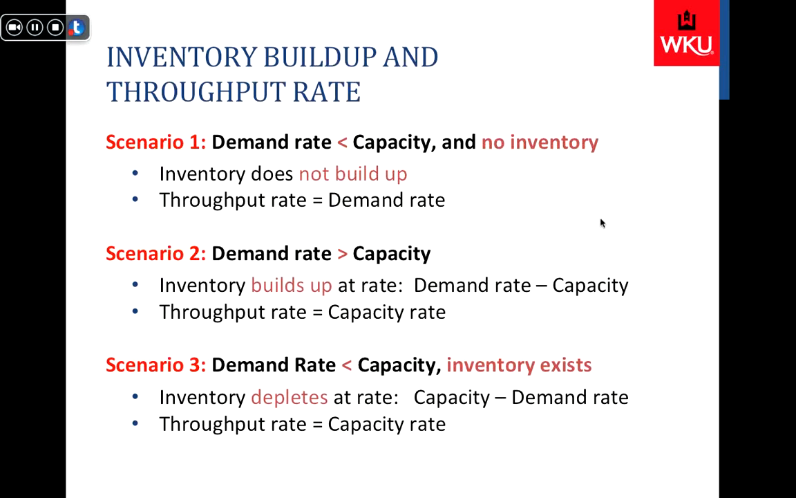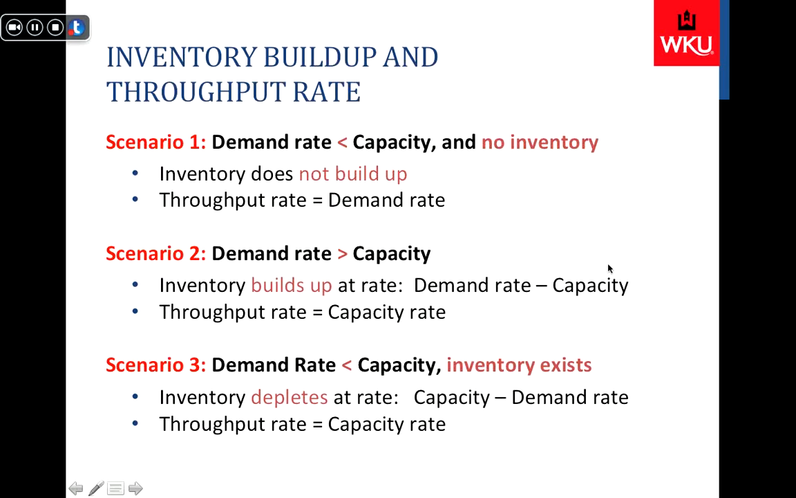The second scenario, the demand rate is greater than capacity. Inventory builds up at a rate of demand minus capacity, and the throughput rate is capacity because we cannot process more than the capacity. Even if we have more incoming customers, we cannot release customers at more than the rate of the capacity. So the throughput rate is equal to capacity rate.